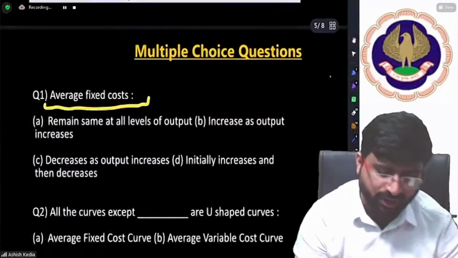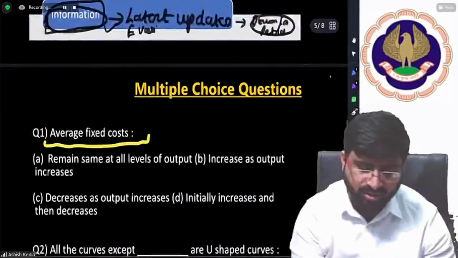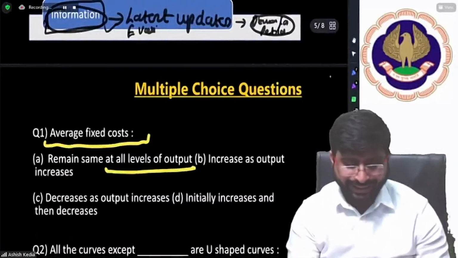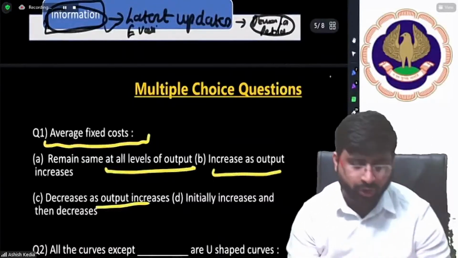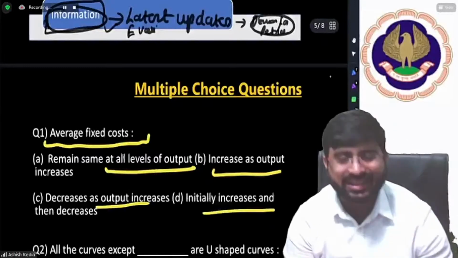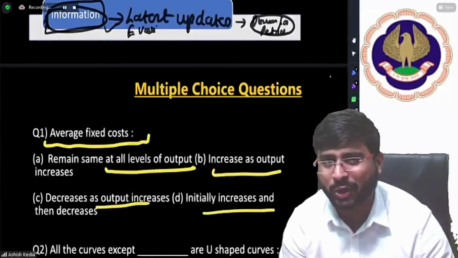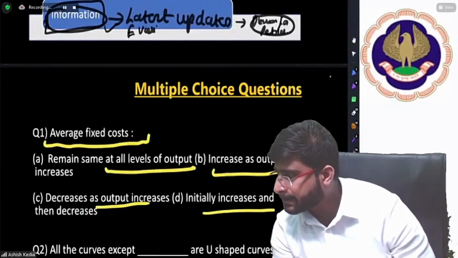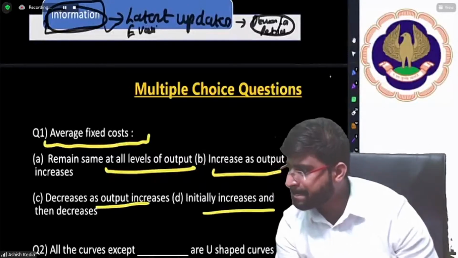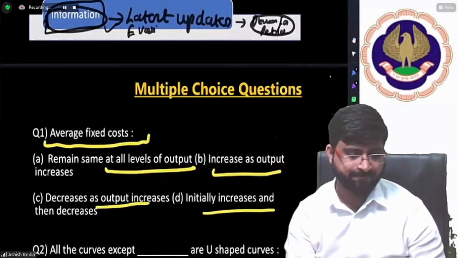What is the shape of average fixed cost? It remains same at all levels of output. It increases as output increases. Average fixed cost decreases as output increases, or initially increases then decreases. What say, friends? Which one do you think is correct? Come on, everybody.